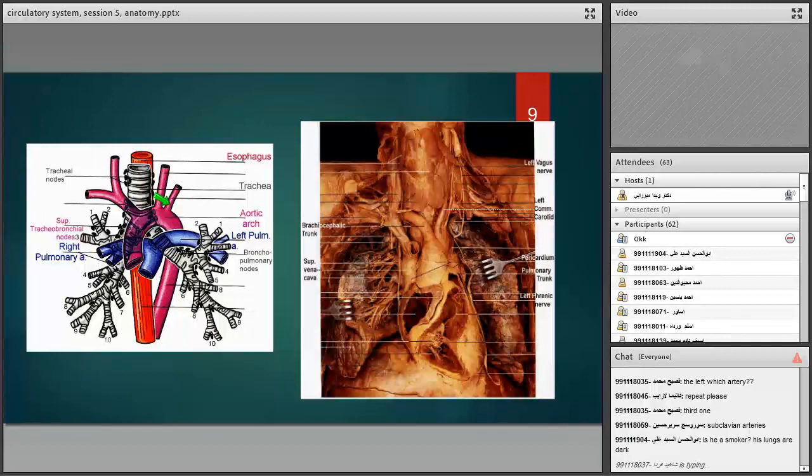No, he was not a smoker. In cadavers, the color of the cadaver will be like this because of the formalin and other fixatives. Okay?